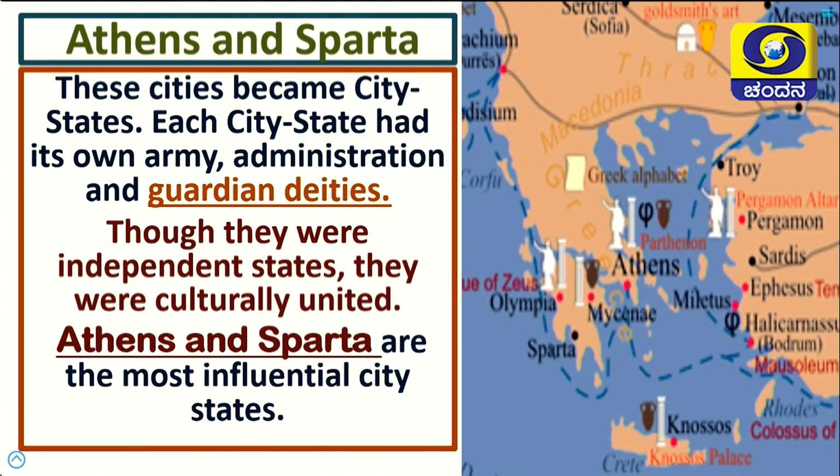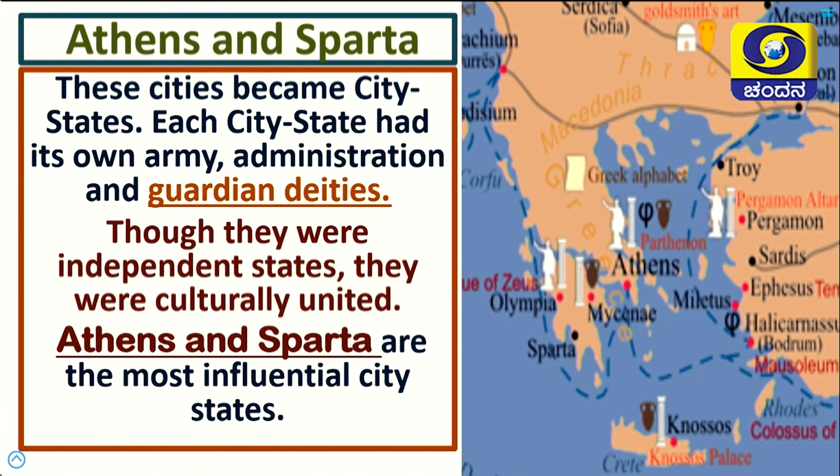Each city state had its own army, administration and guardian deities. You have seen this in the Egyptian civilization also. There, every village and every place had guardian deities. The deities, if you don't understand, are nothing but gods. Though it was a very small place, they had their own army, and an administration council was there. All those people were culturally united, so their culture was the same across all the groups.